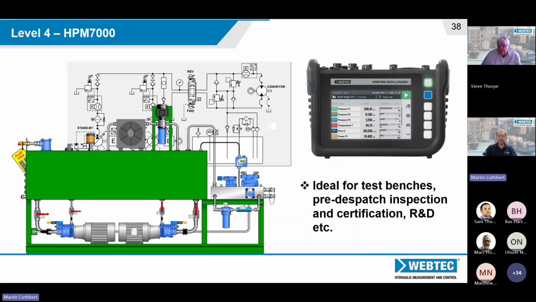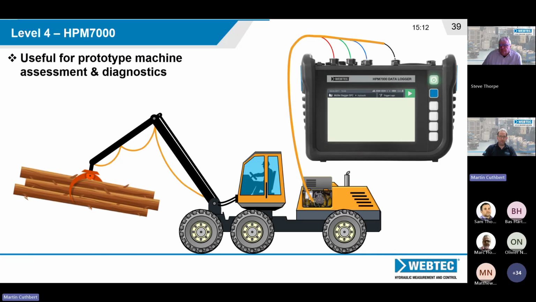One of the advantages of this particular device is it can also be permanently mounted. It can be used for test benches. It could also be used for pre-dispatch inspection, certification, R&D, etc. Prototype machines: we've got a few customers where the R&D department are putting a machine through its steps at prototype stage and wanting to measure pretty much everything that they can and look for any anomalies, look for what the maximums are on flows and pressures and temperatures.